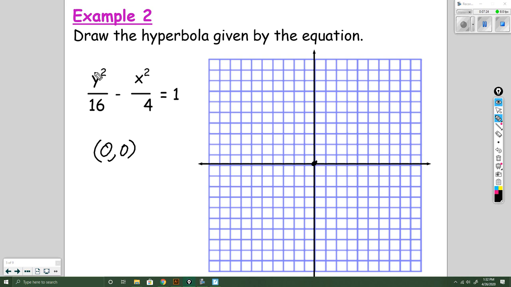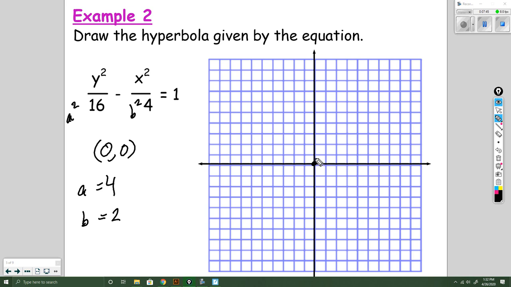But now y is first. Okay, since y is first, a is going to tell us how many units to go up and down, and that's where we're going to form our vertices. Because since y is first, this hyperbola is going to open up and open down. So a is 4 in this case, and b is 2.